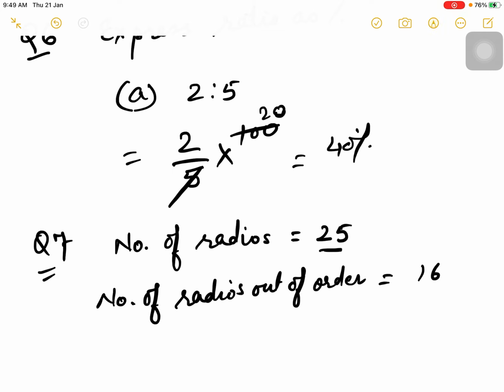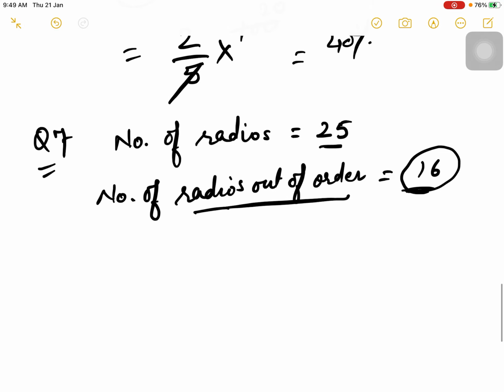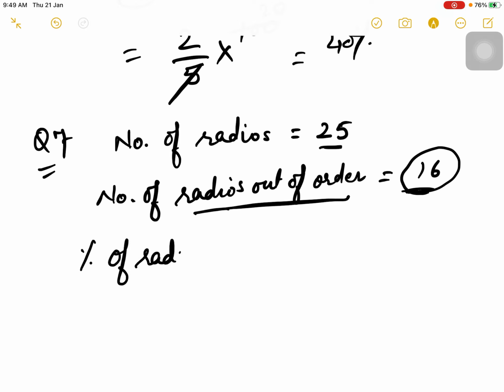Okay, what percentage of radios are out of order? We have been given the number and we have to find the percentage of radios out of order. We have to find its percentage. Number is given, we have to find the percentage. Very simple, percentage of radios out of order.